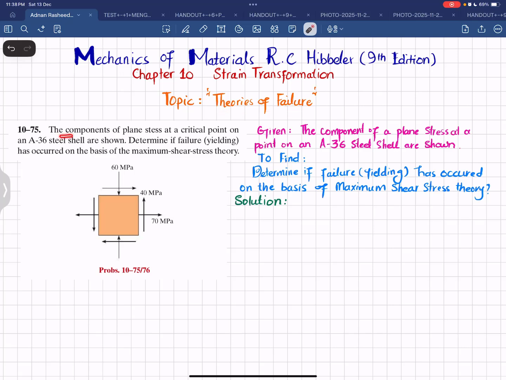Now, the statement is: the components of plane stress at a critical point on an A36 steel shell are shown. Determine if failure (yielding) has occurred on the basis of the maximum shear stress theory.